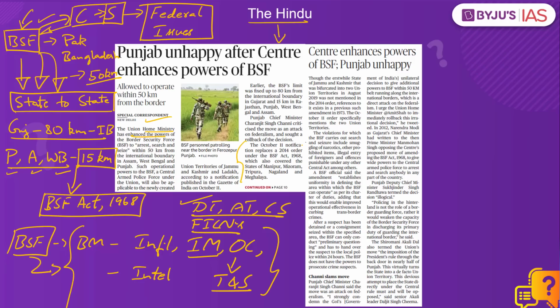This replaces the earlier notification of the MHA, and it also recognizes the jurisdiction of BSF in states such as Manipur, Mizoram, Tripura, Nagaland, and Meghalaya. Because in these northeastern states as well, the BSF performs the role of border management and as well as counterinsurgency in some cases. But since the jurisdiction of BSF has been extended in Punjab, Assam, and West Bengal, it has raised the federal question of stepping into states' jurisdictions, and hence, state governments like Punjab have expressed their unhappiness with the recent notification of the MHA.